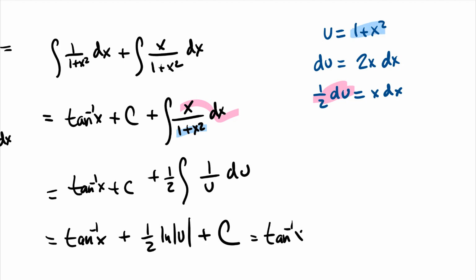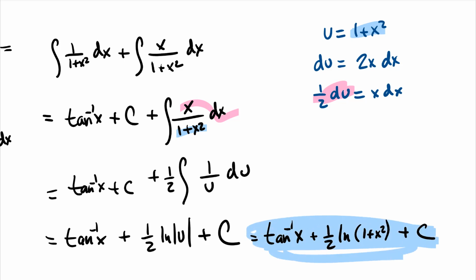So it's inverse tangent of x plus 1/2 the natural log of the absolute value, not needed. Not needed. Not needed. When is 1 plus x squared negative? It's not. It's always positive. Now, you can leave your absolute values in there. It's not wrong, it's just redundant. So I took them out because there's no need.